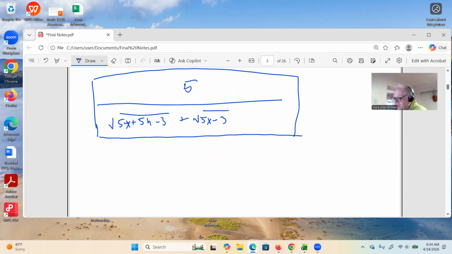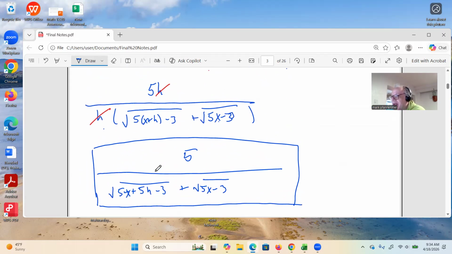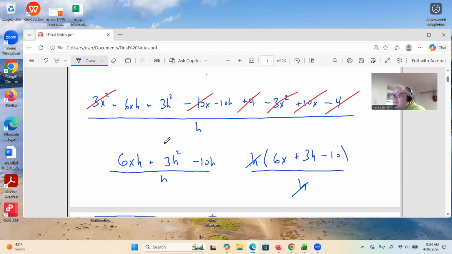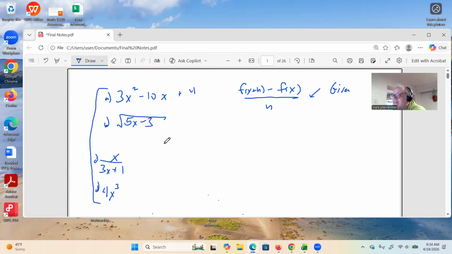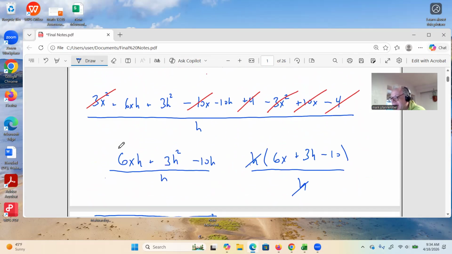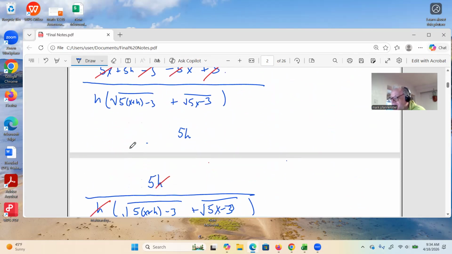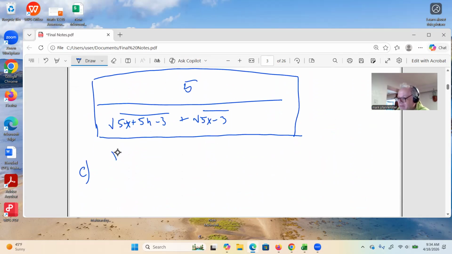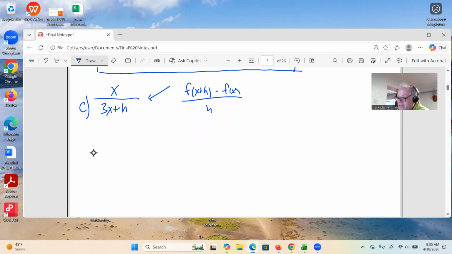All right, how about part C? Let me go back up and look at what part C is. Part C is x over 3x plus 1. So we have x over 3x plus 1, and we're going to apply the difference quotient to this function: f of x plus h minus f of x, all over h. All right, let's go ahead and unravel this.